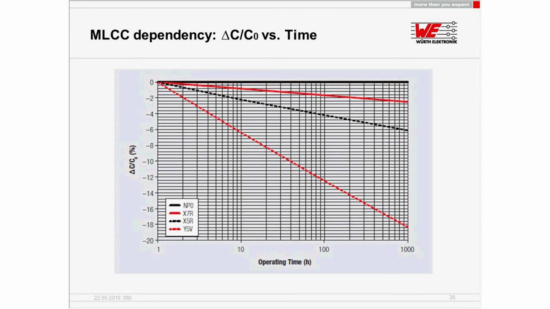For the dependency over time, quite a similar picture. The NP0 is stable again, and the class 2 ceramics show aging behavior. This is happening by some changes in the material, where you have some reorientation in the material. This effect could be removed if you bring the temperature over 150 degrees. So you just need to heat up the MLCCs over the Curie temperature, and then you can restore the material orientation. But the problem is you don't do this in the whole application, and due to this, sadly you have to live with such aging behavior.